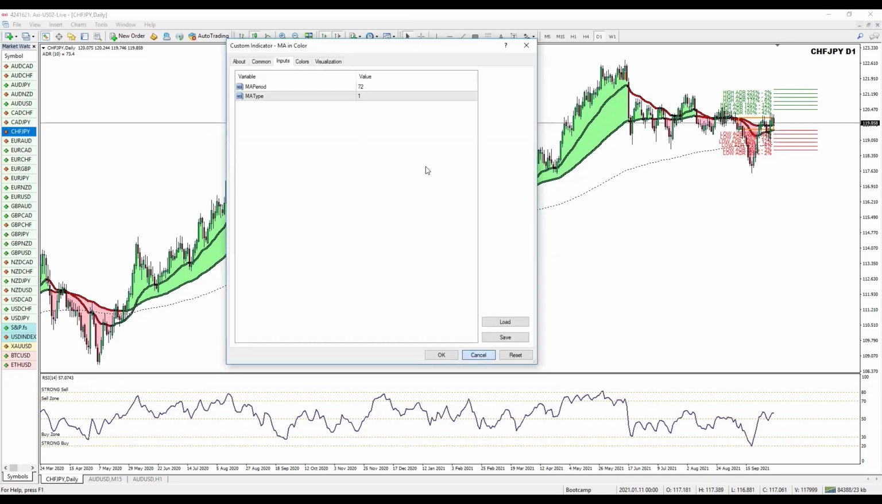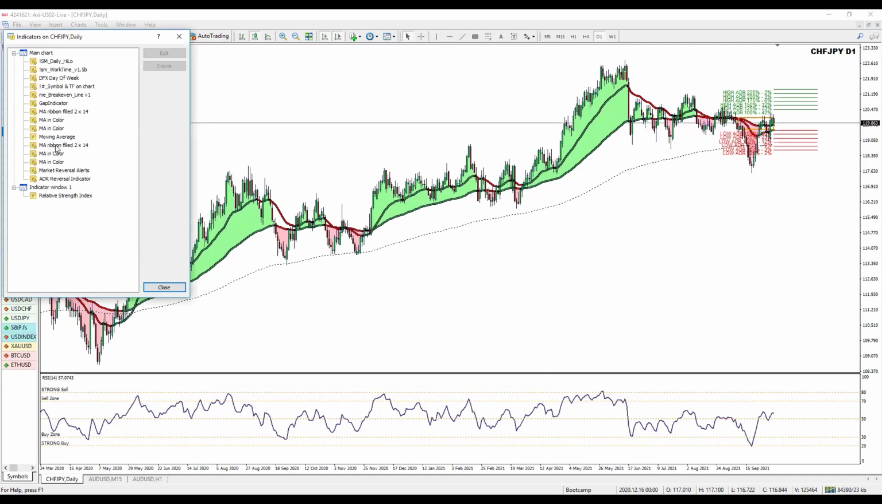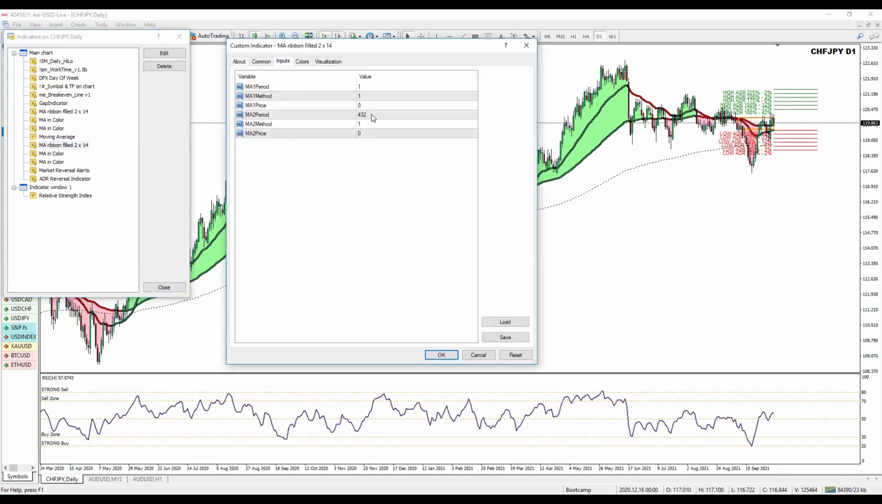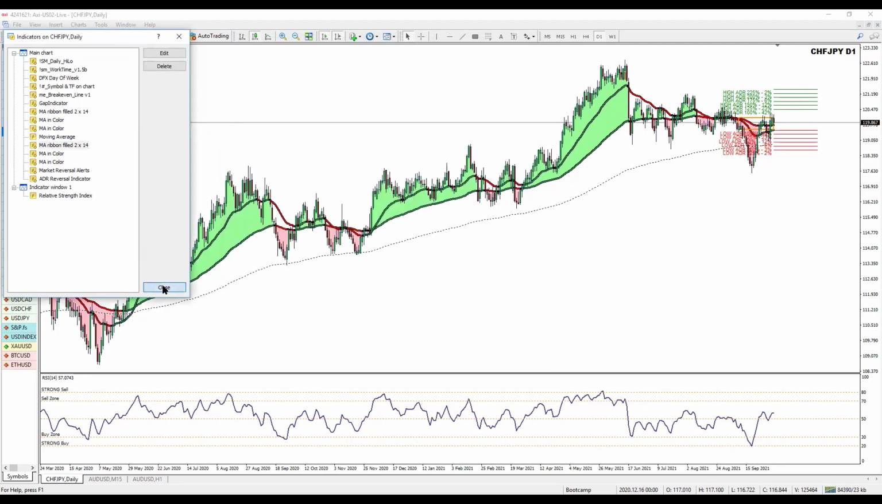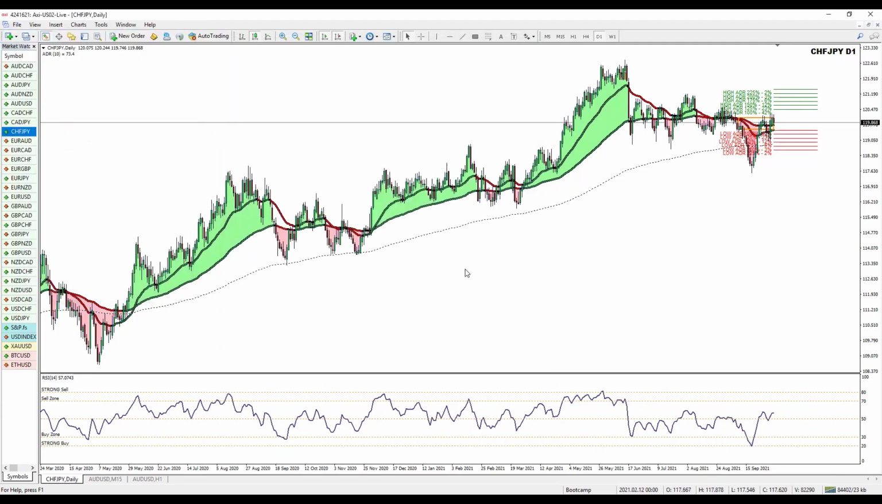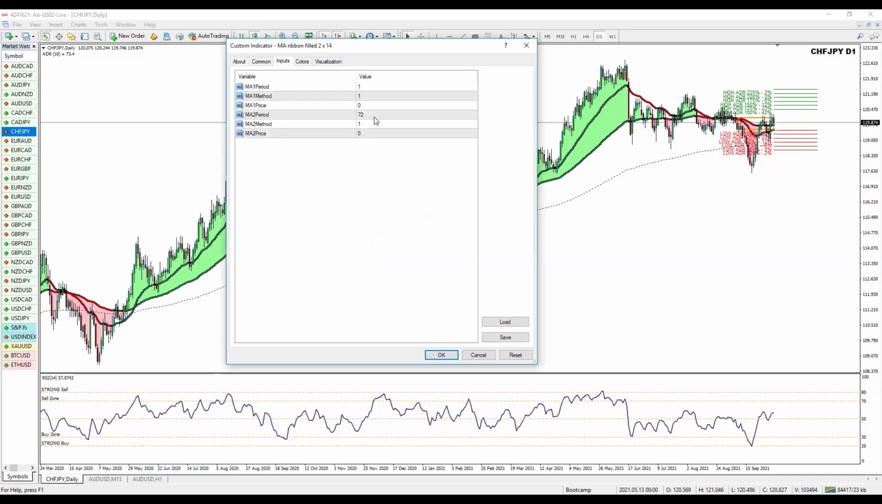And I have another indicator, which is called MA ribbon filled, 2x14. And this one basically you color in. But don't get too engrossed in details. I can show you how to set these up. In fact, I'll show you how to set them up now. So the 72 moving average is the 72 moving average. I just use the MA ribbon filled to put this color in.